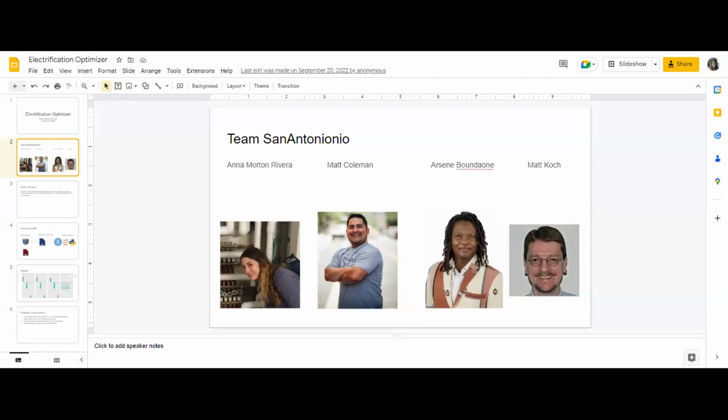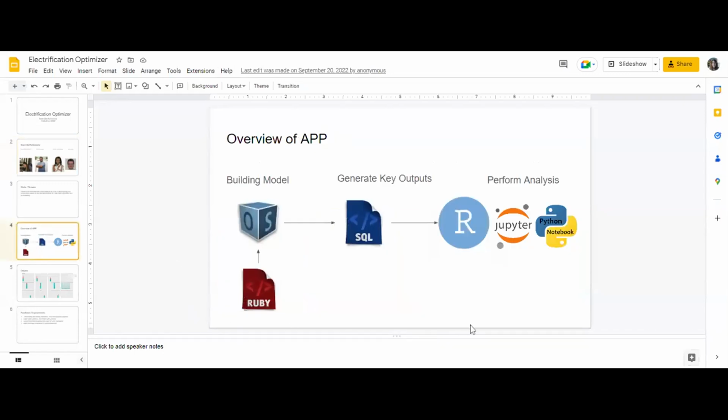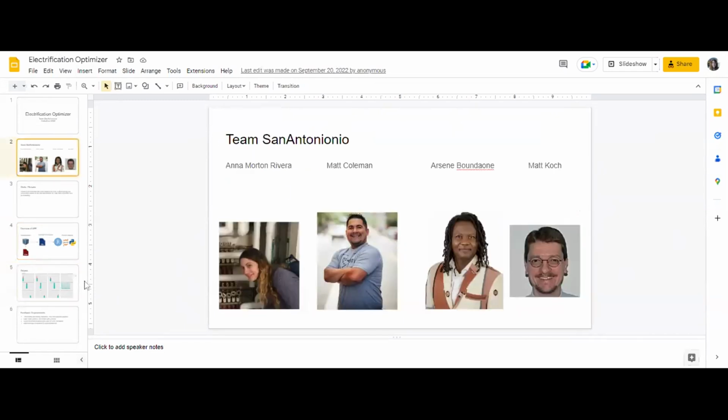We have a GitHub repository, if you want to take a look, although I'm not sure how functional most of what's up there is. But basically our application was a combination of some Ruby scripts and then a script in OpenStudio, bringing that all together for the output and showing the results. And that's kind of the conclusion. Oh, this is the team. So me, Matthew Coleman, Arsène Boudowne, and Matt Koch, who participated on Saturday. And that's it.